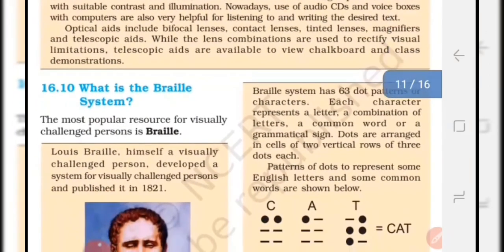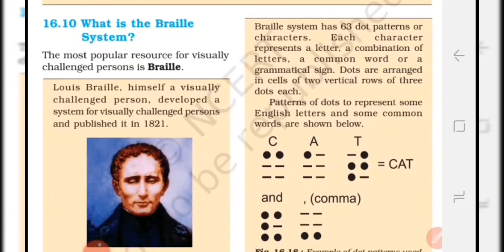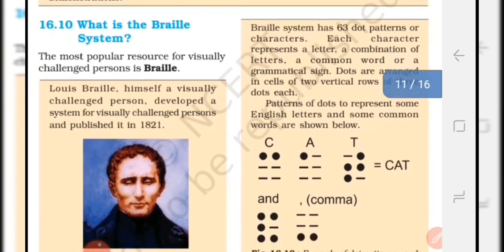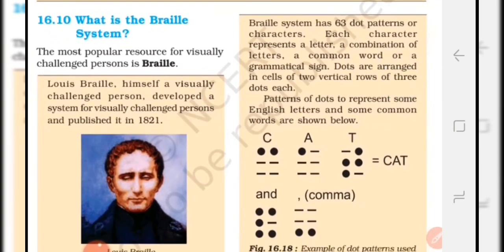What is the Braille system? The most common non-optical aid used by visually challenged people is Braille. It is a tactual aid which is based on the sense of touch. The Braille system was first developed by Louis Braille. This system was adopted in 1932. The Braille code exists for common languages, mathematics and scientific notation. In the Braille system, there are 63 dot patterns or characters, and each character represents a letter, a combination of letters, a common word or a grammatical sign.